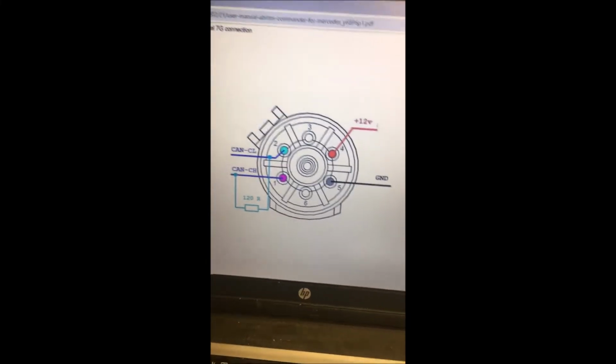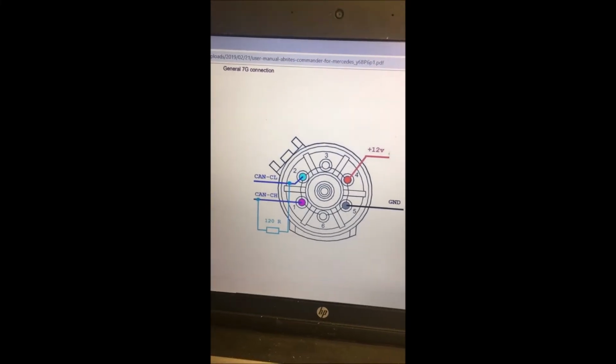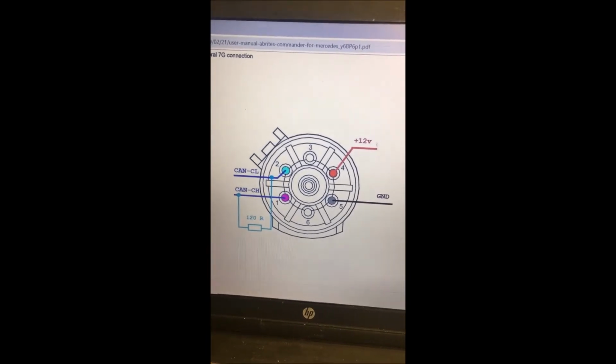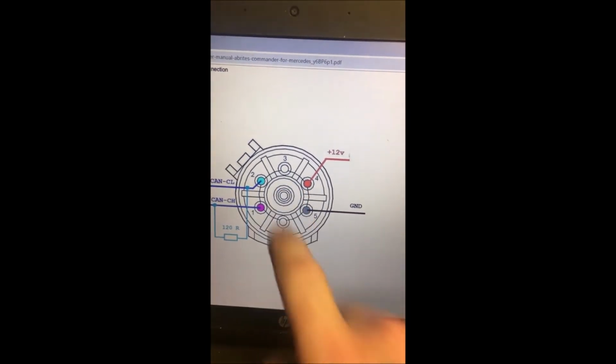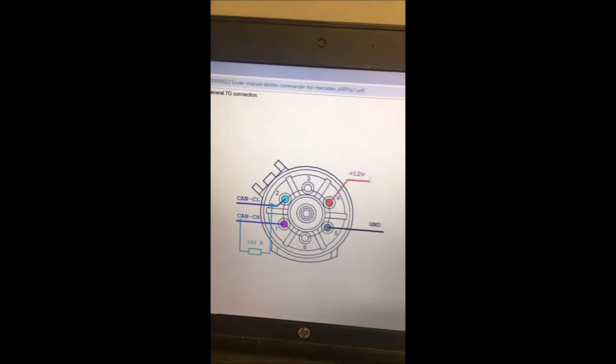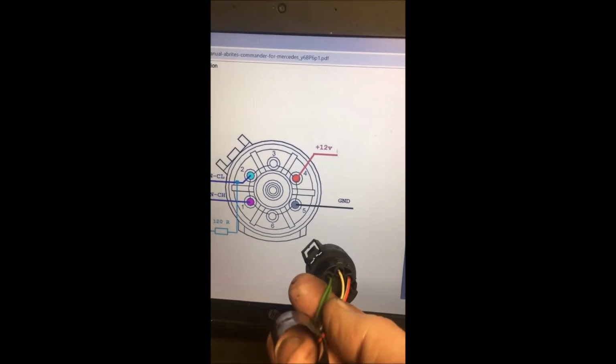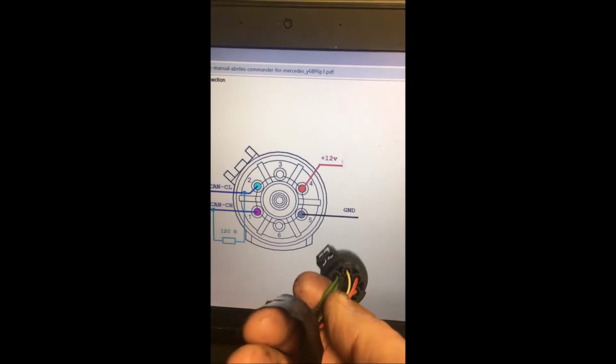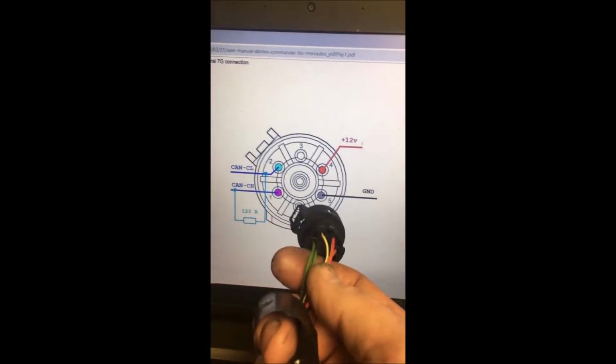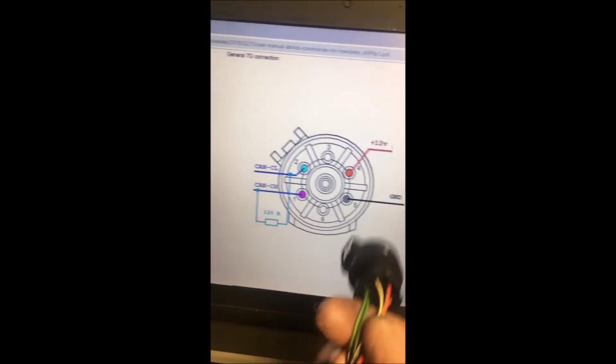Okay, just a quick video. This is about the 7G Mercedes transmission. And if you're looking at this, this is actually the plug that goes into the transmission plug. And they're looking at the backside. When you look at this, you're looking at the backside.